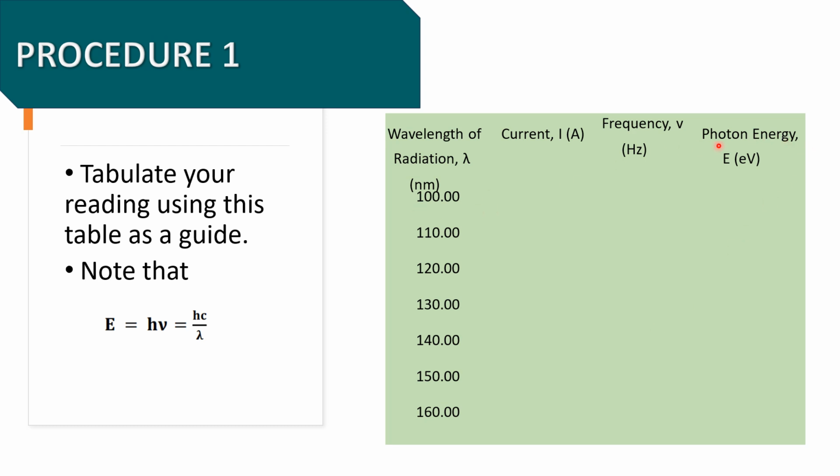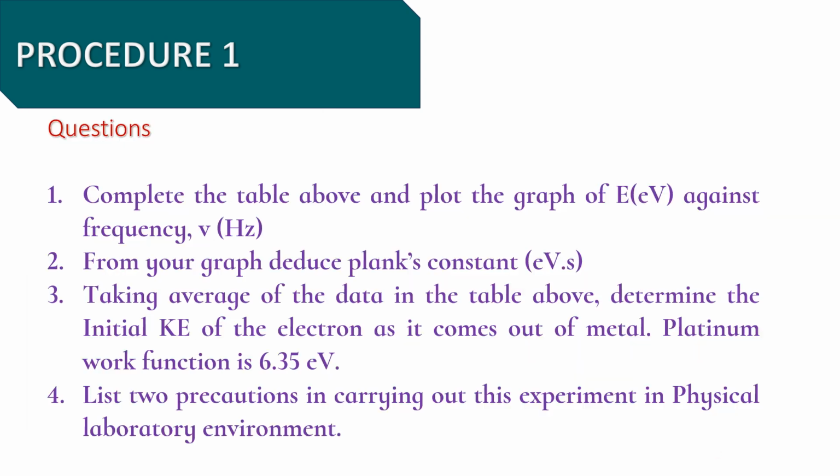Once that is done, then we can use this formula E is equal to HV to calculate this, and this table will be completed. Once the table is completed, these are the questions to be attempted under this procedure 1. After the table is completed, number 1, complete the table above and plot the graph of E in electron volts against frequency V. Now there is a specification of the units to be used, electron volts. So let me quickly go back. In order to be able to achieve that, it's not a difficult thing.